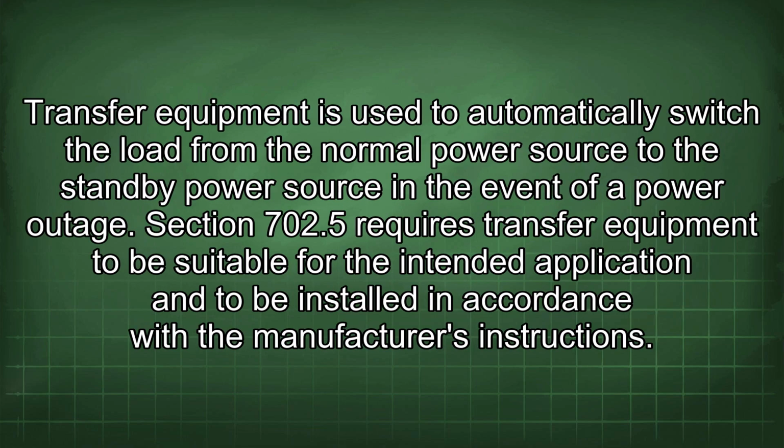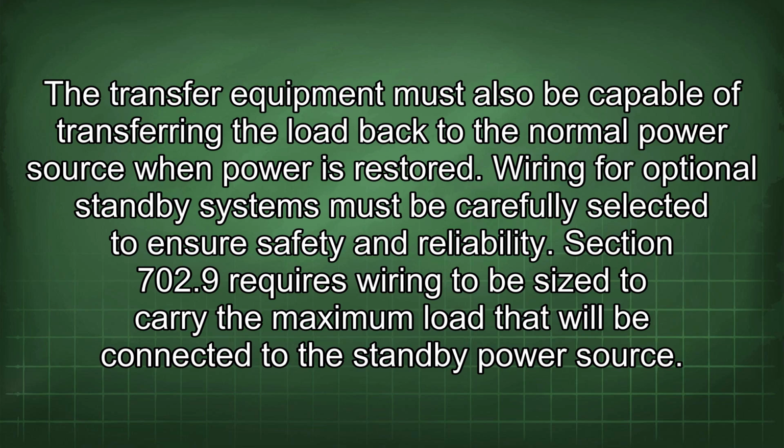Transfer equipment is used to automatically switch the load from the normal power source to the standby power source in the event of a power outage. Section 702.5 requires transfer equipment to be suitable for the intended application and to be installed in accordance with the manufacturer's instructions. The transfer equipment must also be capable of transferring the load back to the normal power source when power is restored. Wiring for optional standby systems must be carefully selected to ensure safety and reliability.